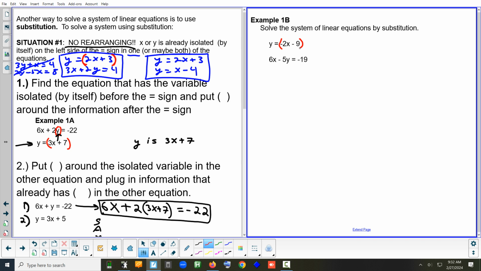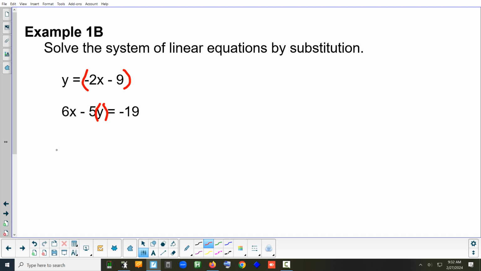And now we have to put parentheses around the letter in the other equation. Which letter was by itself in the top one? Y. So put parentheses around the y in the bottom. Now, the top equation is telling you y is -2x minus 9. Top equation is telling you what y is. So you're going to take the information that they tell you, and you're going to fill it in for y in the bottom.